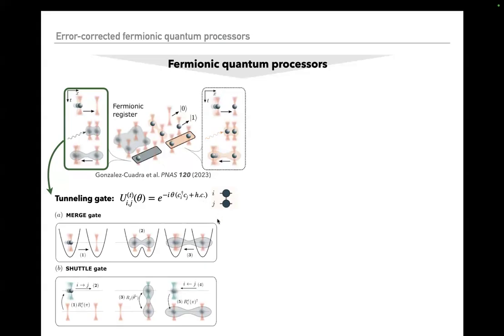Two of these ideas are illustrated like this. One is the merge gate. Here you see the two tweezers. They create this local potential for the atom. If you bring them together, the barrier would lower in between. The atom could tunnel over. You just leave this be for a while, and the time that you leave it essentially determines the angle that you will get. And at the end of the day, you just separate them again, and you would get this delocalization of this fermionic atom between the two modes, which is essentially what you want for a tunneling operation.